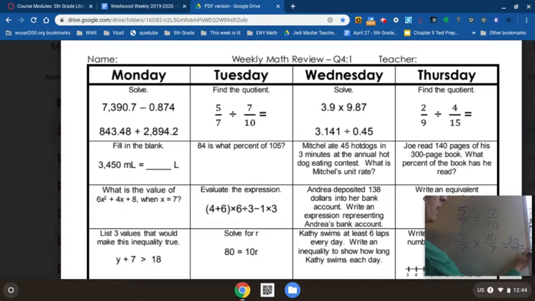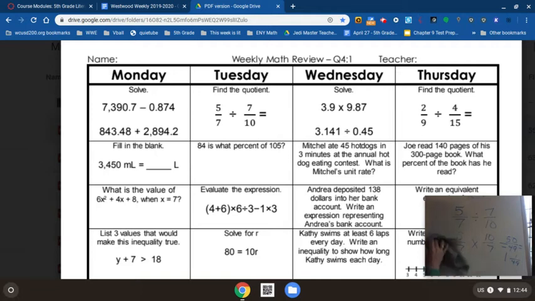Okay? And then that one would be 50/49, which would end up being improper, right? 50/49. So how many 49s are in 50? 1. How many are left over? 1. So 1 and 1/49. So that was that one.